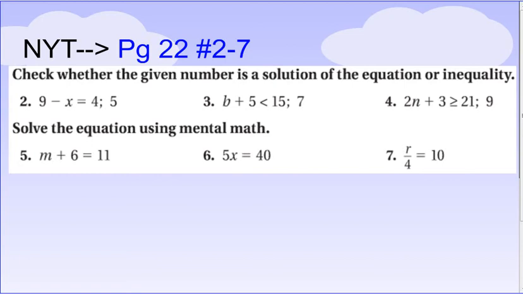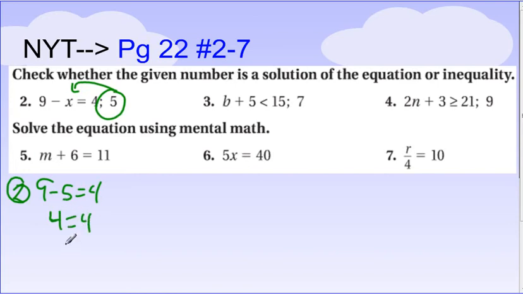All right, number 2. I'm going to do the problems down here. So it wants us to find if the given number is a solution to the problem. So 9 minus 5, does that equal 4? I plugged in 5 for the variable. And the answer is yeah, because 9 minus 5 is 4. So yes, that is a solution there.